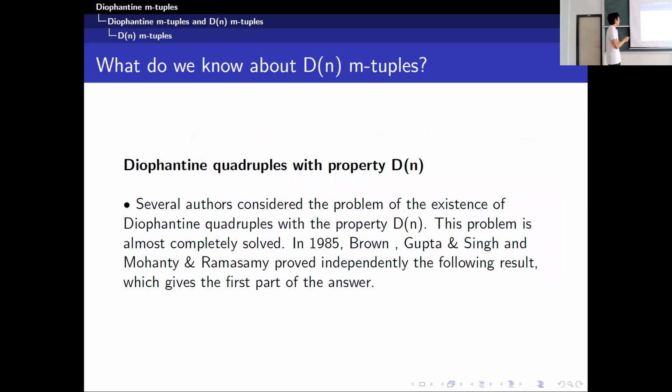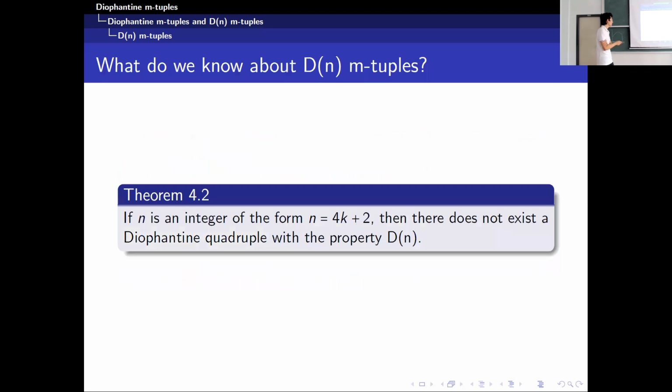I want to talk about Diophantine quadruples with the property Dn, and this question is almost completely solved. The first part: if n is an integer of the form 4k plus 2, then there does not exist a Diophantine quadruple with the property Dn. Actually, this is a very simple proof. You can see it easily by working modulo 4, and it is a proof by contradiction.